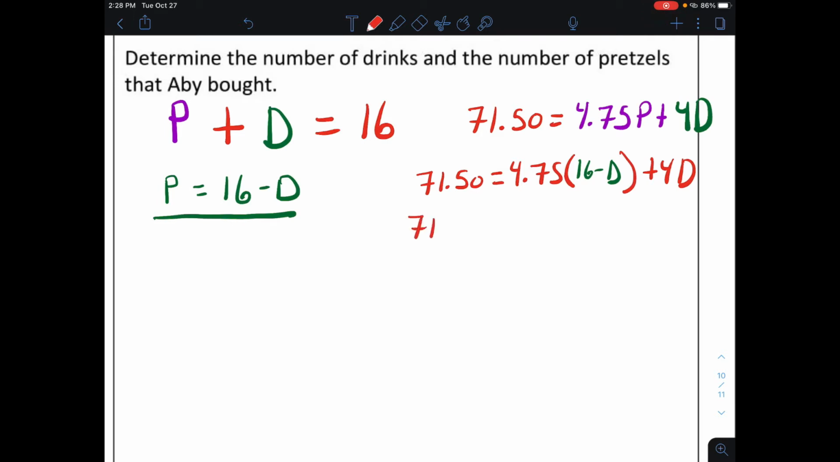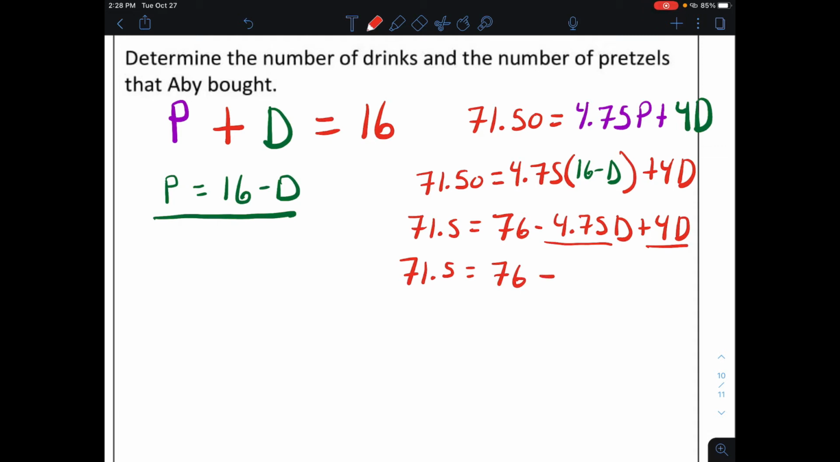So 71.5 is going to equal, we distribute the 4.75, and you use a calculator to do that, and we get 76 minus 4.75d plus 4d. Combine our like terms on the right, so we'll put the negative 4.75 and the 4d together, and we have 76. That leaves us with minus 0.75d. Subtract the 76 to the other side.